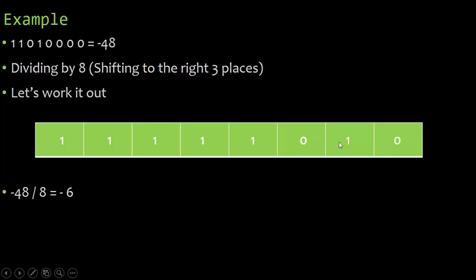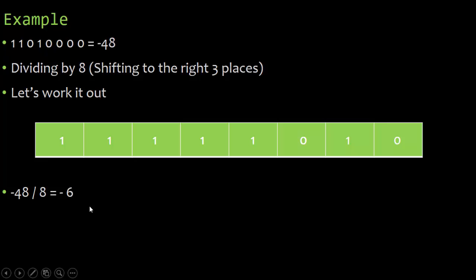So 1, 2, 4, 8, 16, 32, 64, negative 128. So I know I'm starting with negative 128. Negative 128 plus 64 is negative 64. Negative 64 plus 32 is negative 32. Negative 32 plus 16 is negative 16. Negative 16 plus 8 is negative 8. Negative 8 plus 2 is negative 6.